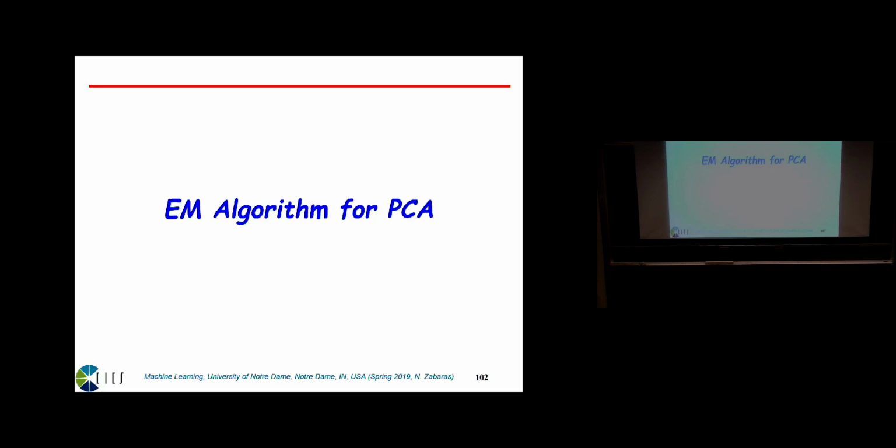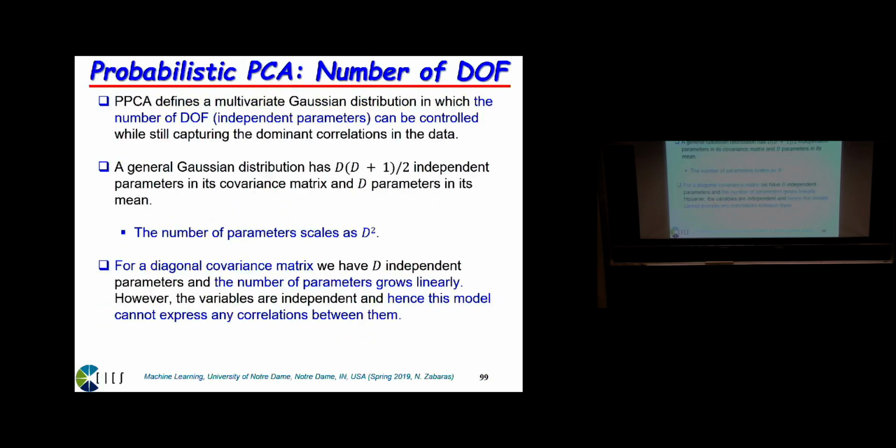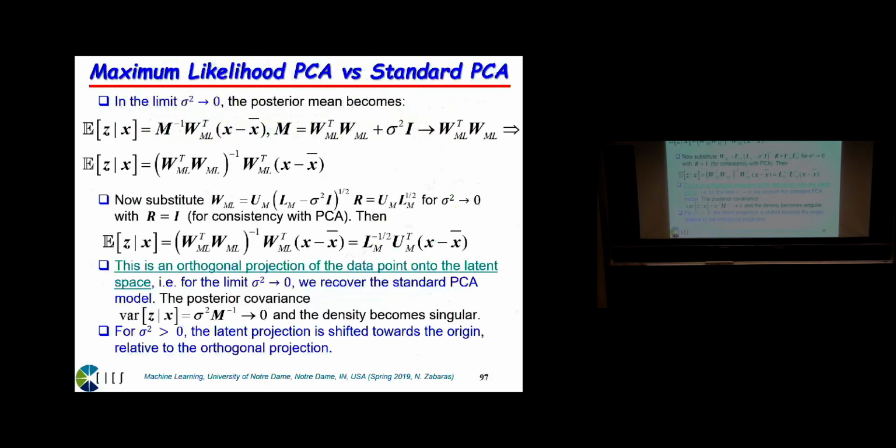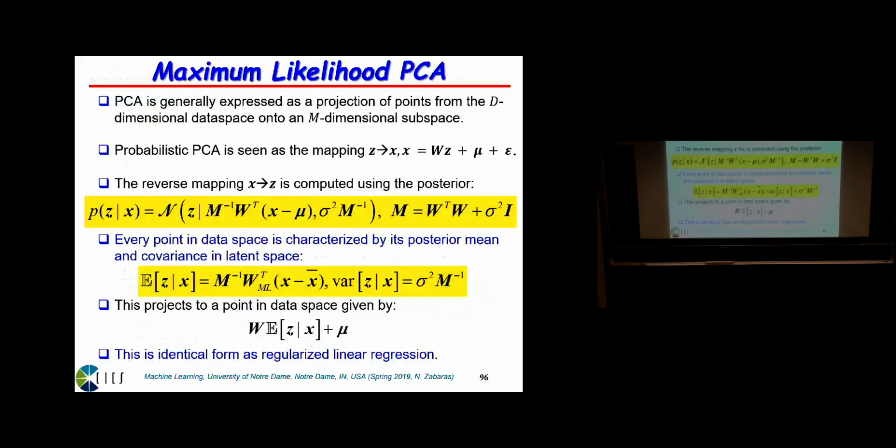So on the first step, then, we will have to calculate the posterior of Z given X. Do we have the posterior of Z given X in probabilistic PCA? Yes. It's there. So we know what the mean is, we know the covariance. So the only thing we need to do is write down the expected joint log likelihood and optimize it with respect to W and with respect to sigma square.